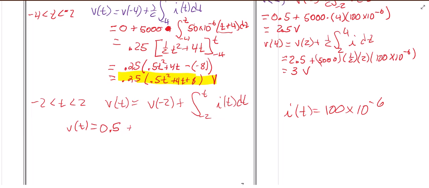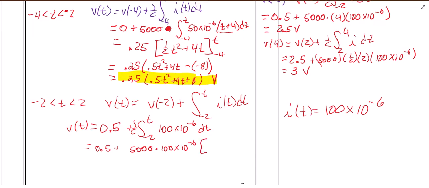So 0.5 plus the integral from -2 to t of 100 times 10 to the -6 dt. And that becomes, I forgot my 1 over c. I always do that. So that becomes 0.5 plus 5,000. And then you can take that 100 times 10 to the -6 out. So times 100 times 10 to the -6. And we're left with the integral of dt is t from -2 to t.